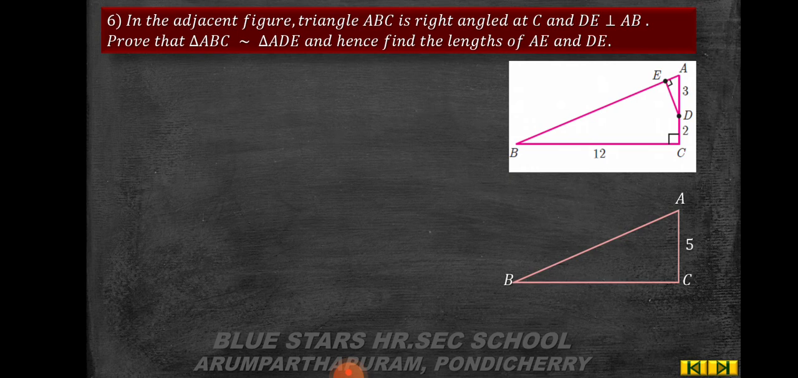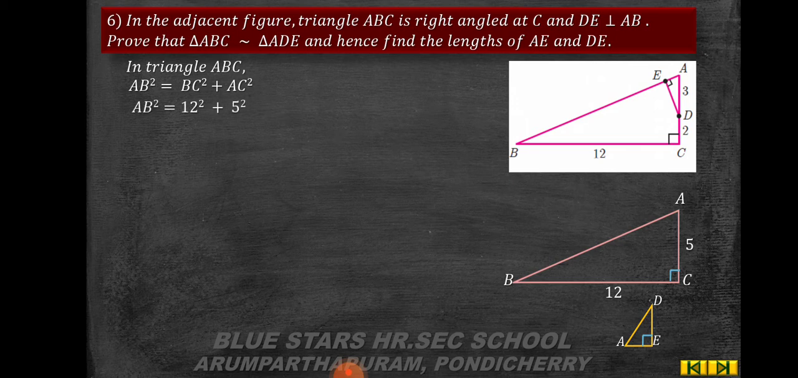So we can see a triangle ABC. AC is 5 and BC is 12. Then we are taking another triangle ADE, which is right angled at E. So AB square is equal to BC square plus AC square by using Pythagoras theorem. So AB square is equal to 12 square plus 5 square, which implies AB square is equal to 144 plus 25. AB square is equal to 169. Therefore, AB is equal to 13.